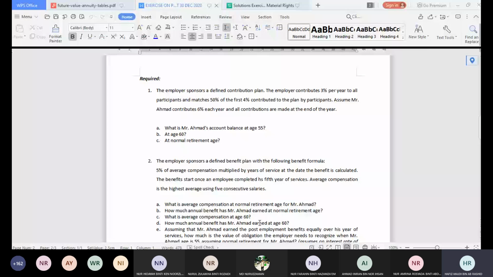Because there are two sets of questions here. A and B are asking at the normal retirement age, C and D are asking at the age of 60. So the second one, which I have bolded, is basically to answer C and D. So that is the explanation for 62500.